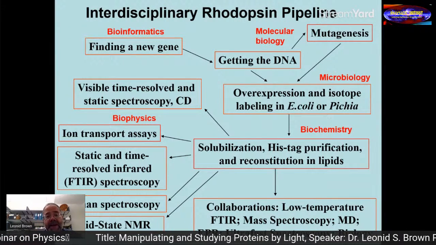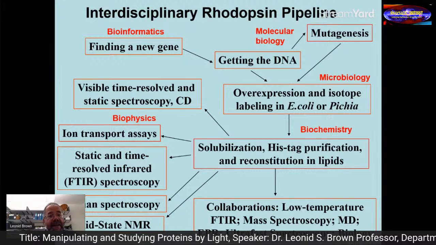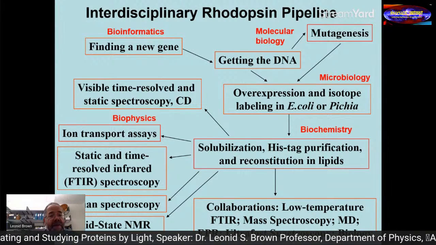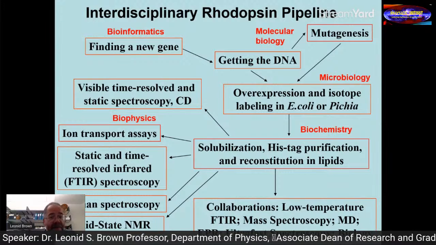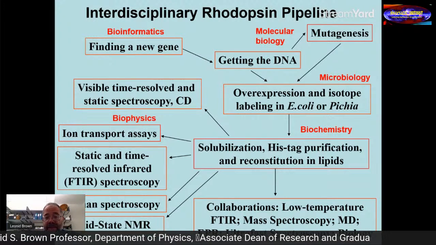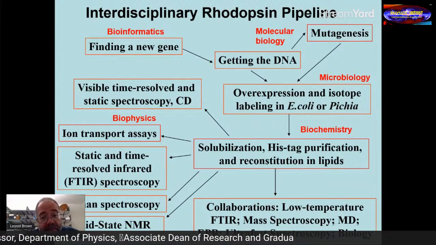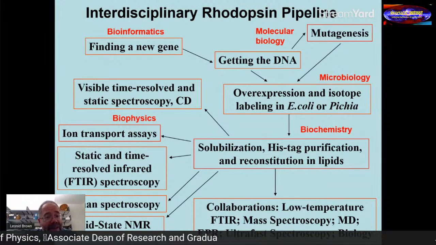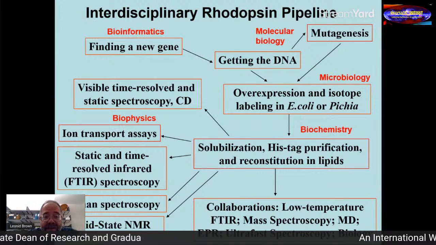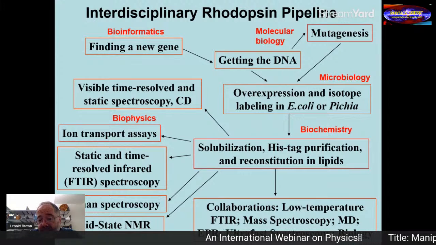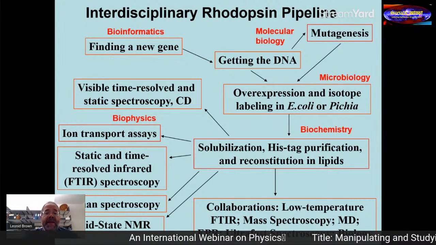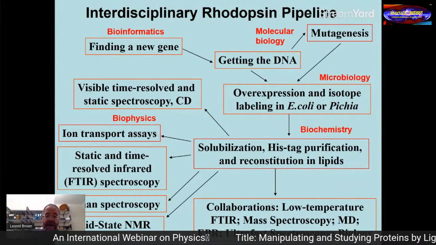So we make it by getting the DNA, and then we employ microbes such as E. coli, a very common bacterium, or yeast, so-called Pichia. We force them to make our proteins. Then we have to isolate them. We break their membranes, and then we put our proteins back into the lipids.